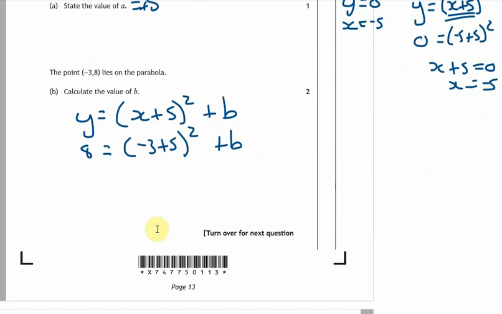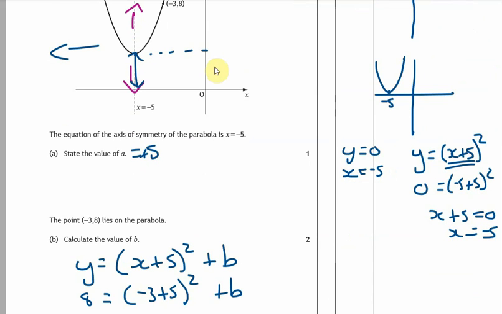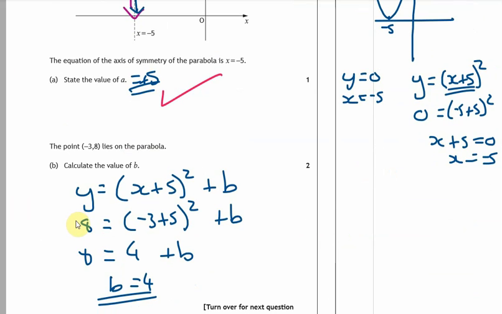So -3 plus 5, that's 2. So 8 is equal to 2 squared, which is 4, plus b. So b is equal to 4. And again, I'm looking at the diagram and thinking, yeah, that seems about right. So 5 and 4. On the marking scheme, yep, 1 point for that. On here, you're getting a mark for substituting in, and then a mark for solving.